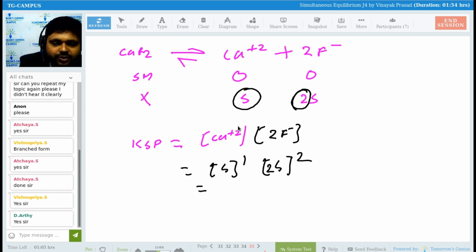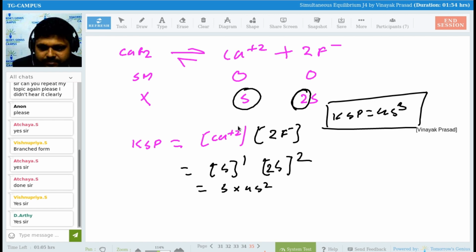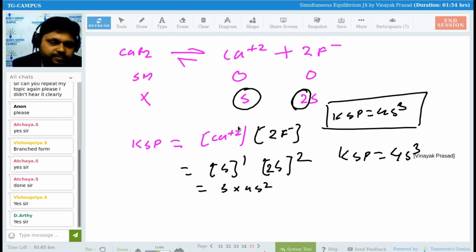4s^2. So, s into 4s^2, so it will be what? 4s^3. So Ksp value equals to what? 4s^3. Is it fine? Value for Ksp equals to 4s^3. Fine, everyone. Is there any doubt?